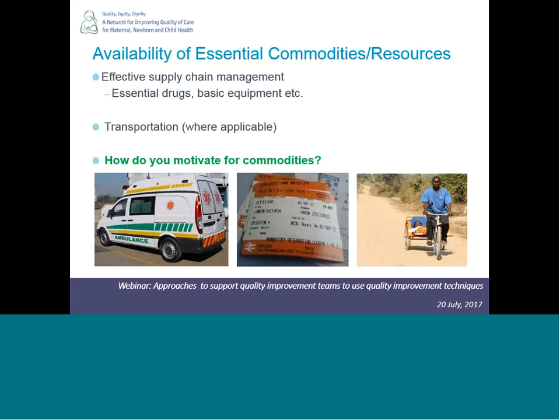Sometimes teams are unable to do work or to improve because basic items are not available. So we want to make sure that those are available: your drugs, your basic equipment, the tools that they use, so that they have them and can do the work.